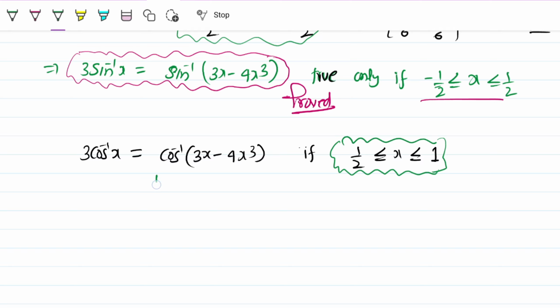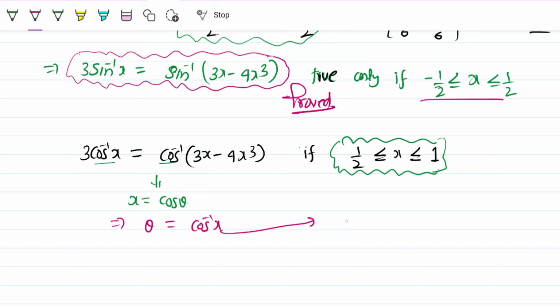To prove this, we need to put x equals cos theta. How to get the idea? Because of cos inverse on both sides. Then from here, what is theta? Theta is cos inverse x.